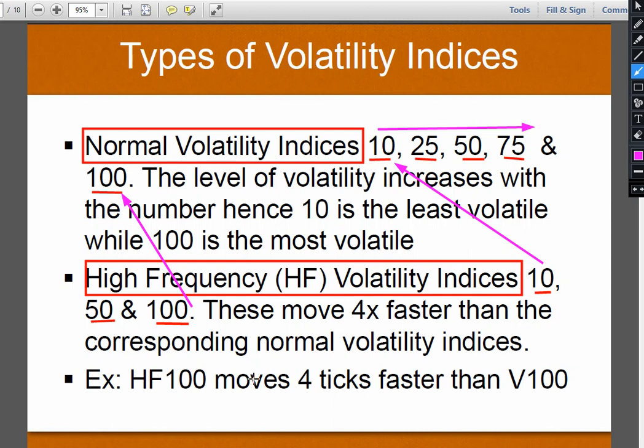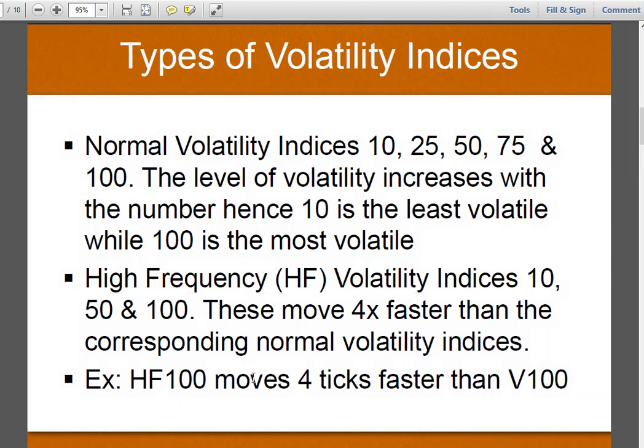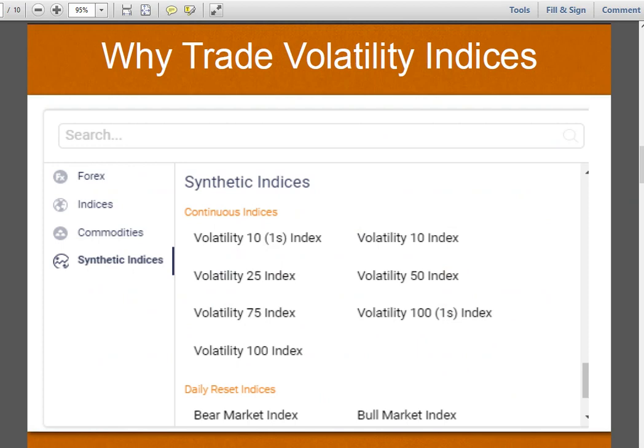It's important that you get to understand these concepts. Moving on, we look at why we want to trade volatility indices. Just before we talk about the why itself, these are the same things I was talking about. You can see them listed here. This is the high frequency, when you see this bracket 1S. And the ordinary volatility indices we have here, this is the ordinary one.